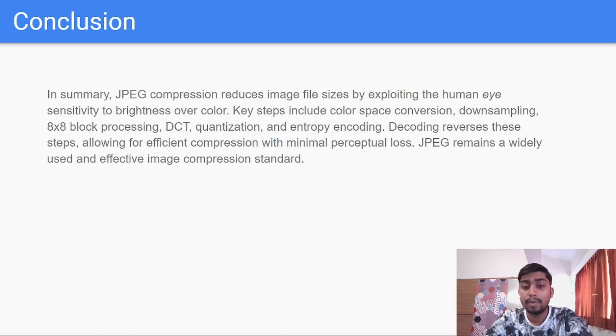JPEG decoding, performed by a viewer, involves the reverse application of these steps: Huffman decoding, RLE reconstruction, and inverse quantization to reconstruct the compressed data. The chrominance channels are upscaled and the color space is reverted from YCbCr to RGB. The result is an image that closely resembles the original, striking a balance between file size reduction and visual fidelity. In summary, JPEG compression achieves efficient image compression through a series of well-designed steps, making it a widely adopted standard for balancing storage efficiency and image quality in various applications.